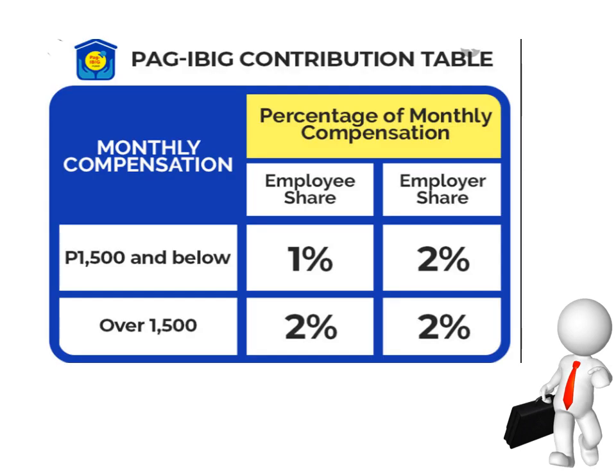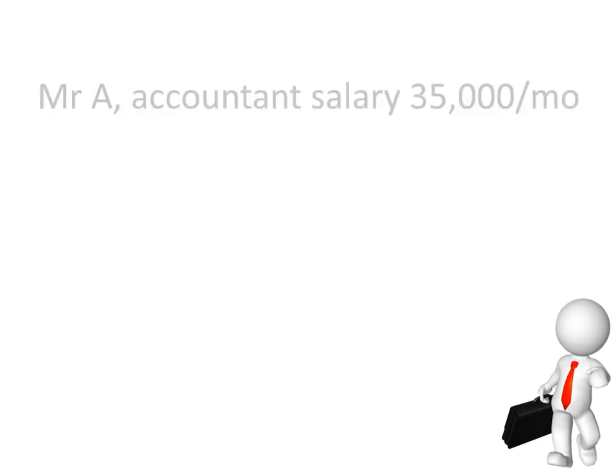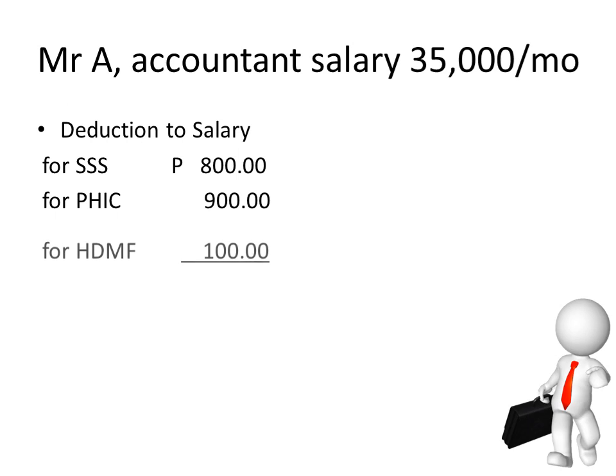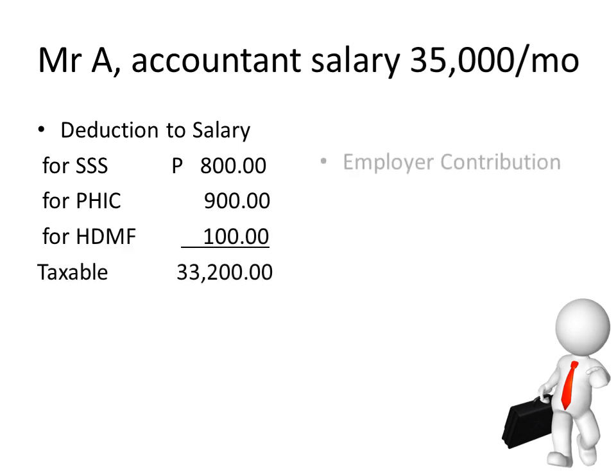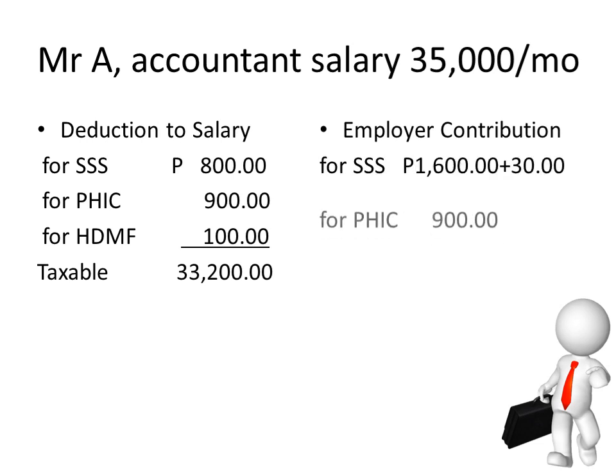Next, our PagIBIG contribution, it's stated here 1% if 1.5 or below, or 2% for employer share. But take note that this one has a maximum amount of 100. So since 1% of 35,000 is 350, we go for 100 for both employer and employee contribution. Here, so we have 100. Okay? So our taxable income now is 33,200.